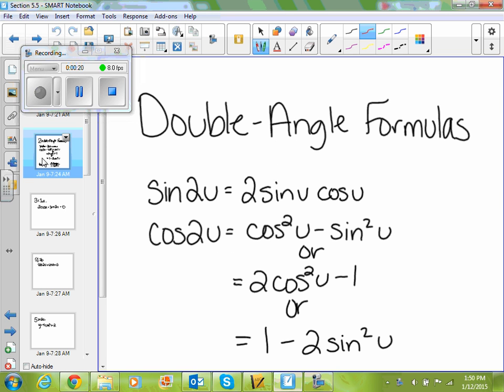And so if we start with our double angle formulas, for sine and tangent, they're really easy. For cosine, there are 3 different double angle formulas.